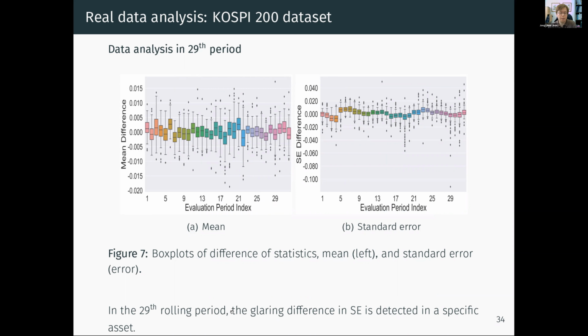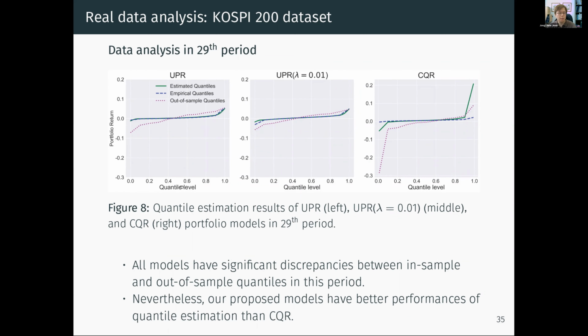In the 29th phase rolling period, we observed a difference in standard deviation in some stock prices, and we investigated the risk in the phase. So for the estimated quantile level by the UPL, minimizing UPL and composite quantile regression, the bias can be observed. And the Markowitz model cannot detect any distributional change. So the UPL can effectively capture the quantile estimate, but the composite quantile regression fails to capture the behavior of the tails of the quantile movement.